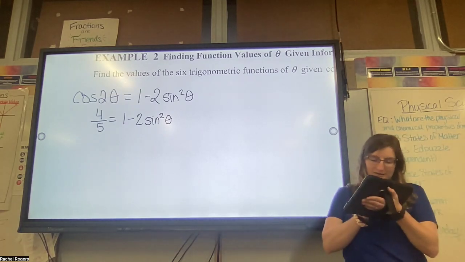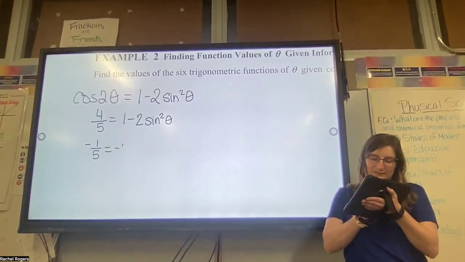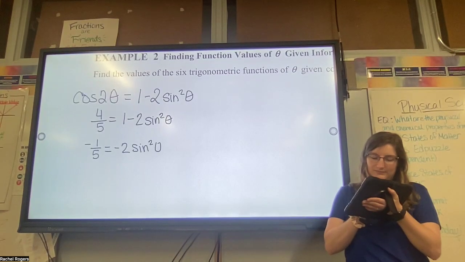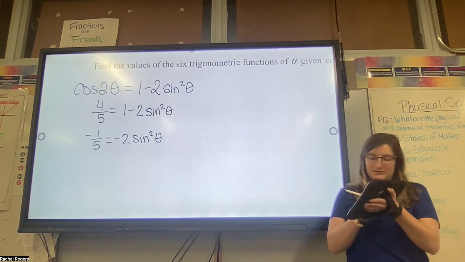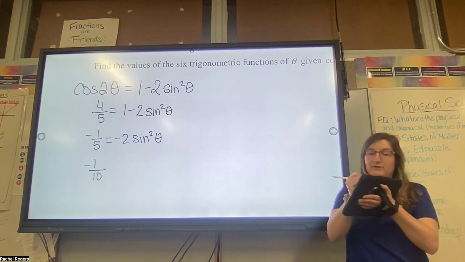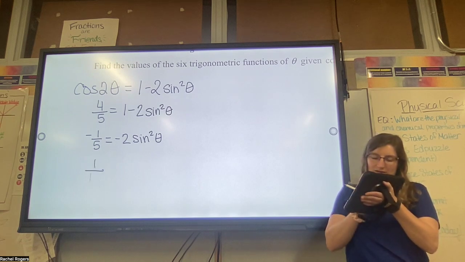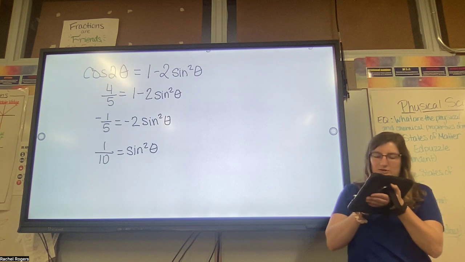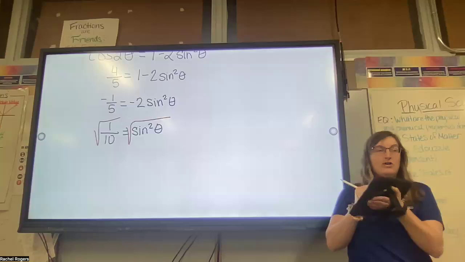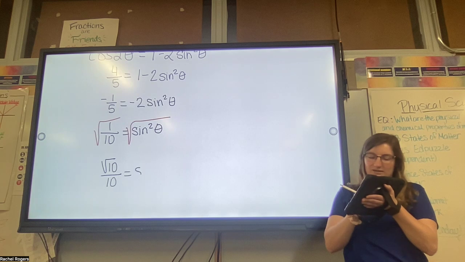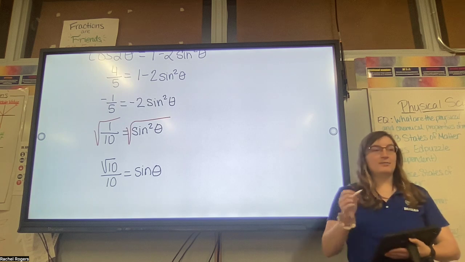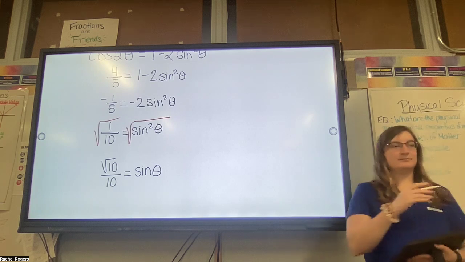Subtract 1. So negative 1/5 is equal to negative 2 times the sine squared of theta. Then what? Divide by negative 2, because it's multiplied by the sine squared. So 1/10 equals sine squared of theta. And then we can square root. And when you rationalize your denominator, you get root 10 over 10 is equal to sine of theta. Do we keep the positive or the negative version? Positive, because it's in quadrant 2, right? Sine is positive there.